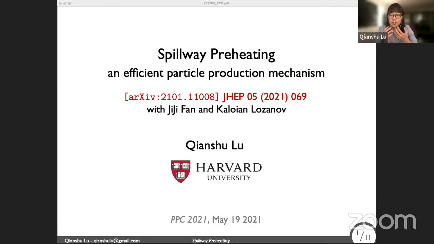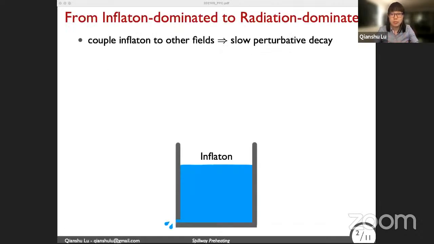So in order to connect the inflationary epoch with Big Bang cosmology, we need to get rid of the inflaton after inflation. A simple way to do this is to couple the inflaton to some daughter fields, therefore generating a perturbative decay width of the inflaton that will slowly get rid of the inflaton energy density. In a cartoon picture, we can imagine the inflaton being a tank full of water, and having a perturbative decay width simply means that there is a small hole in the bottom of the tank that is slowly leaking water away.